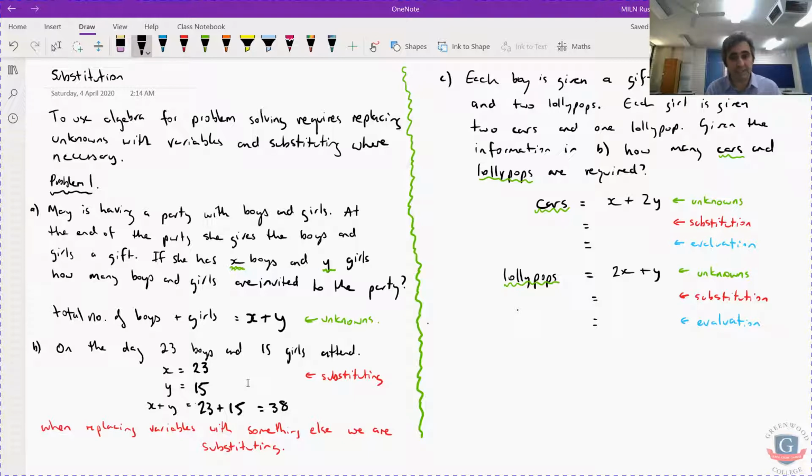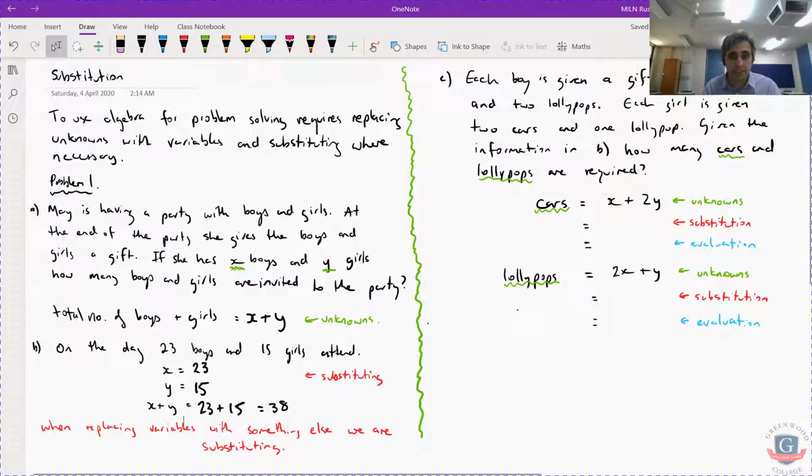Now over here we'll take that one step further, and now we'll get to the problem solving aspect, not just substituting numbers for variables. Each boy is given a gift bag with a car and 2 lollipops. Each girl is given 2 cars and 1 lollipop. Given the information in part B, so we know there's that many boys and that many girls. How many cars and lollipops do we need altogether?